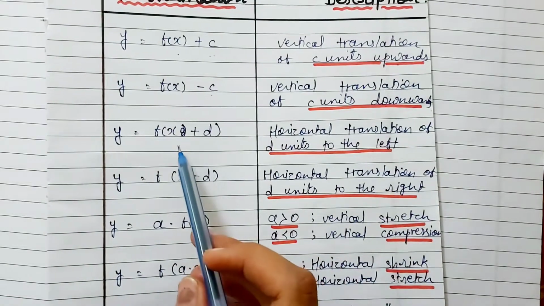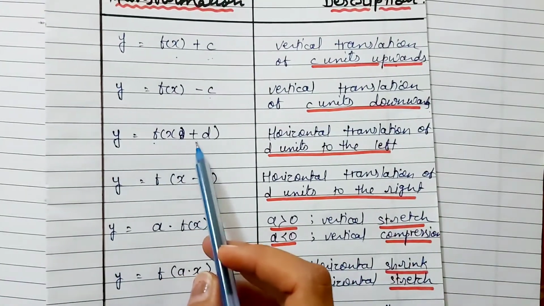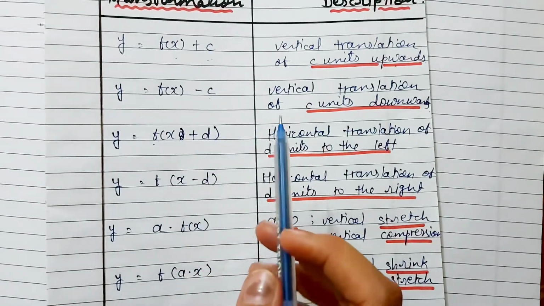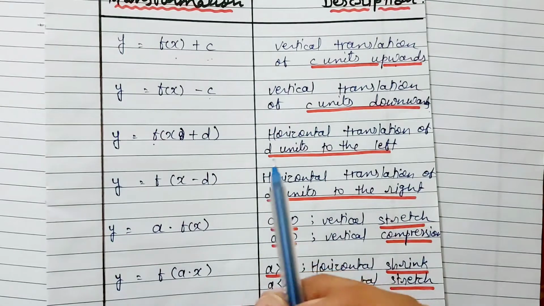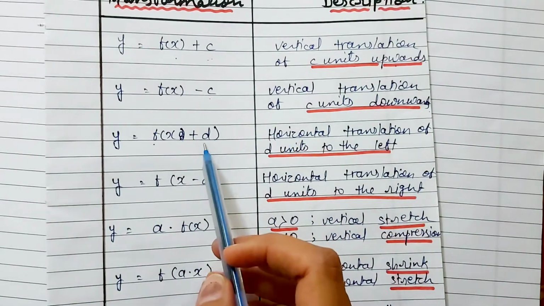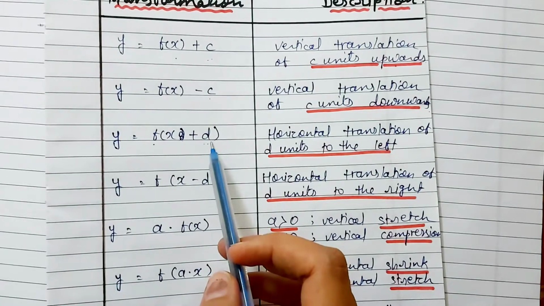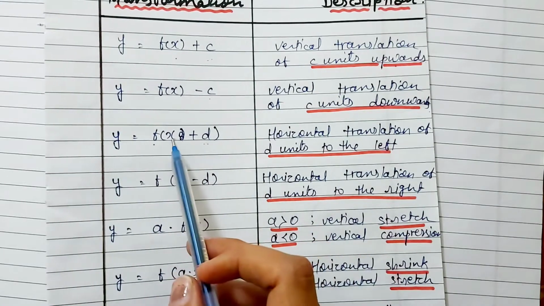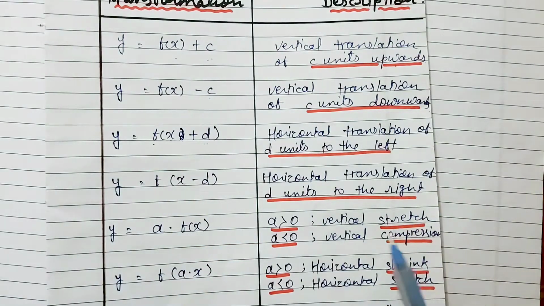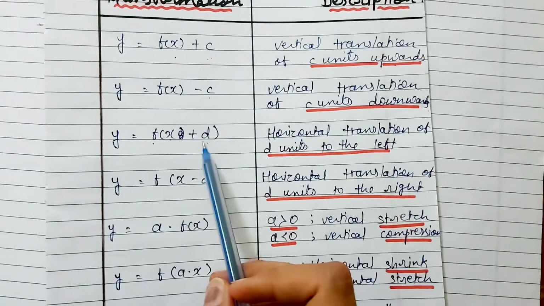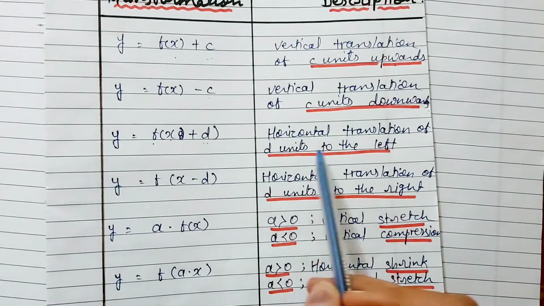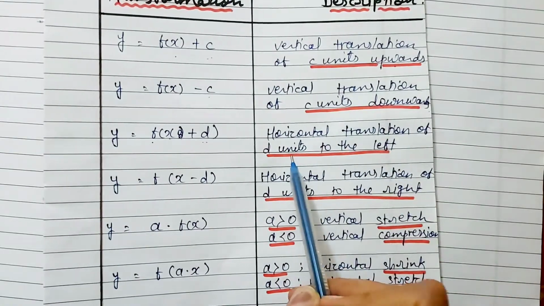Okay, another one says f of x plus d. Now mark that here this d is inside the bracket. It means it's denoting something about the x-axis, and whatever it looks like, it's behaving in the opposite manner. So it says plus d. It means that the function is moving horizontally. Why horizontally? Because it's all about the x-axis. Inside the bracket everything is all about the x-axis. So horizontal translation, now it is a plus d. So remember what I said, opposite of what it looks like. So horizontal translation of d units to the left.